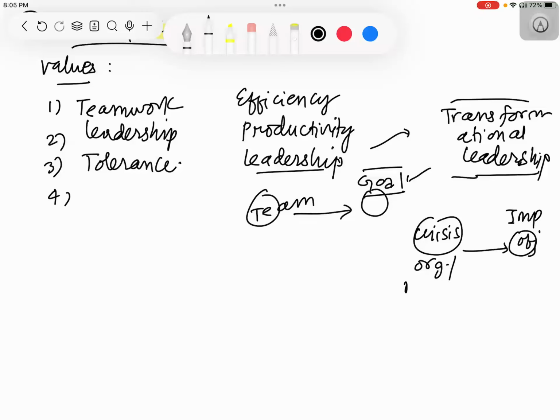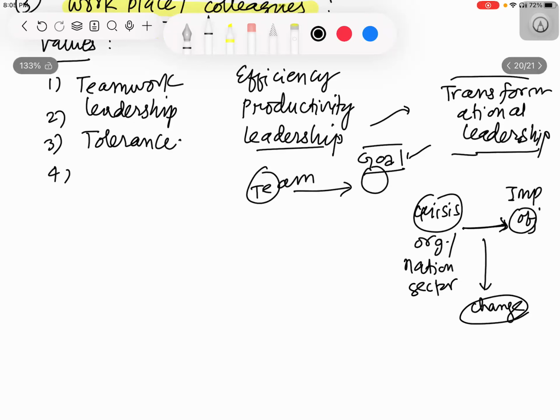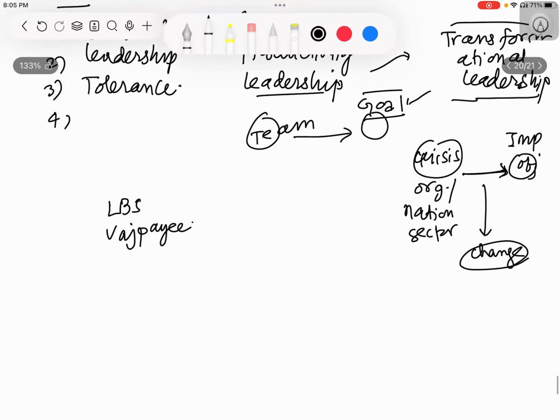Organization or nation or any sector, any team, if you are taking them towards this goal, and in the way you are able to change the organization or change the country, then it is known as transformational leadership, right? For example, the leadership shown by Lal Bahadur Shastri during the India-China war, and the leadership shown by Vajpayee, is also an example of transformational leadership. The leadership shown by Vikram Sarabhai is also an example, because he was the person who established ISRO, right?